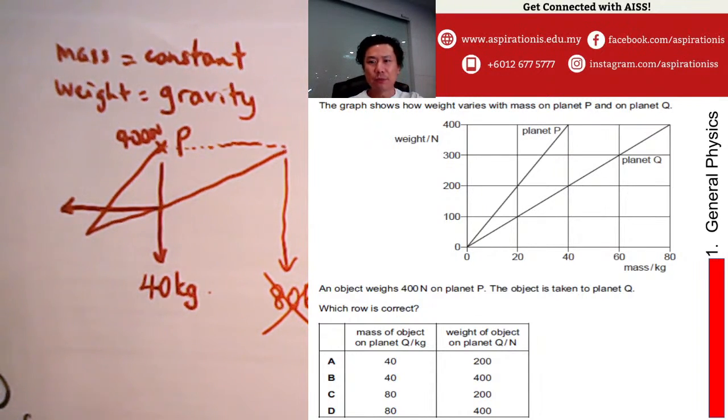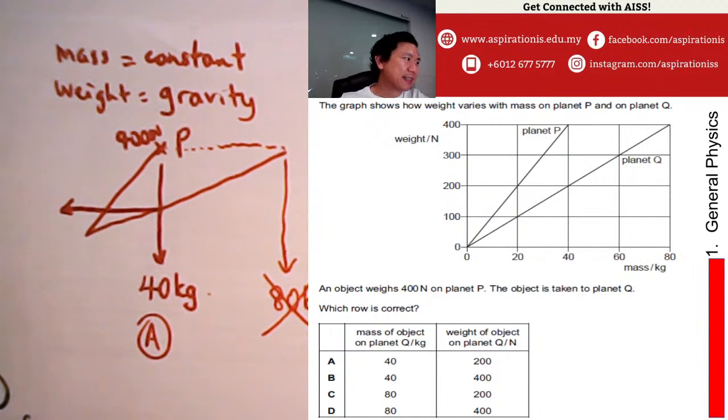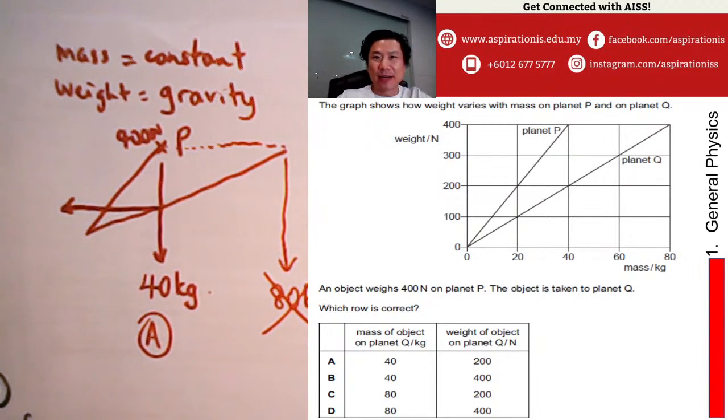So what would be the answer then? If the mass is 40 kg on planet Q, 200 newtons, amazing. So now the answer for that question will be A. So the next one will be A. Okay, so A is the answer. I hope you all are clear about that. Let's move on.